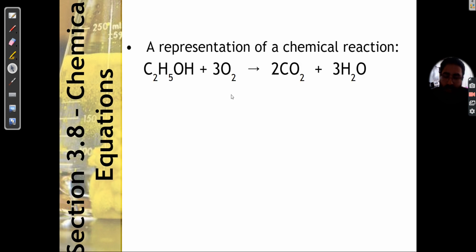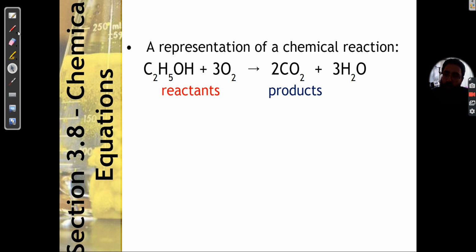All right, so let's take a look at this. This right here is an alcohol burning. So this is ethanol burning to produce CO2 and water. On the left side of the arrow, we have the reactants. On the right side of the arrow, we have our products. It is always like that: reactants on the left, products on the right.